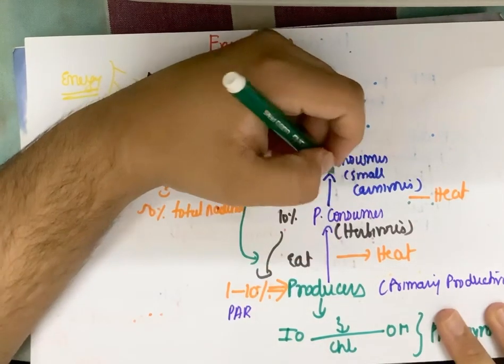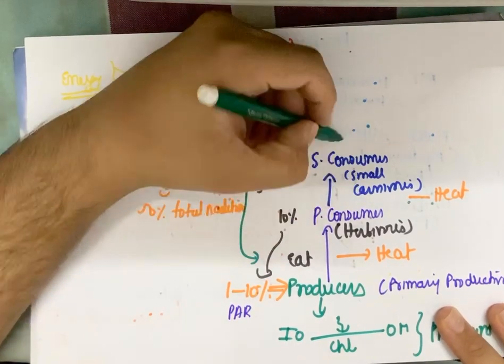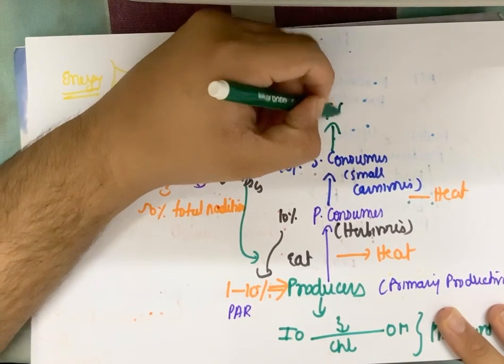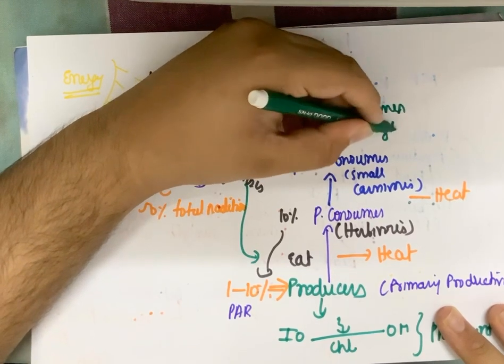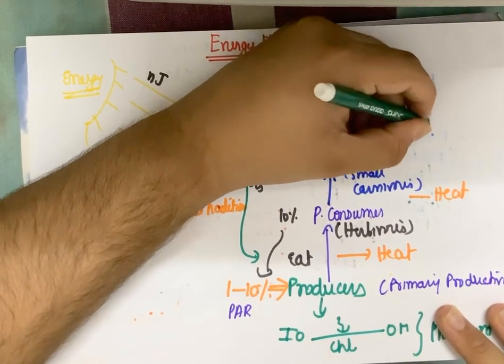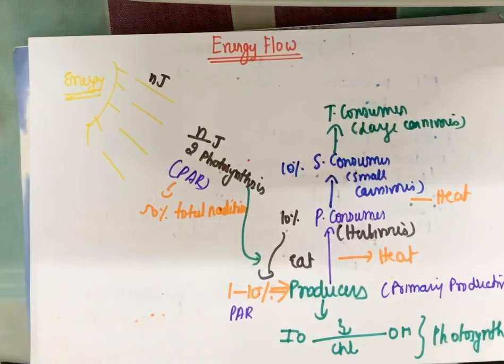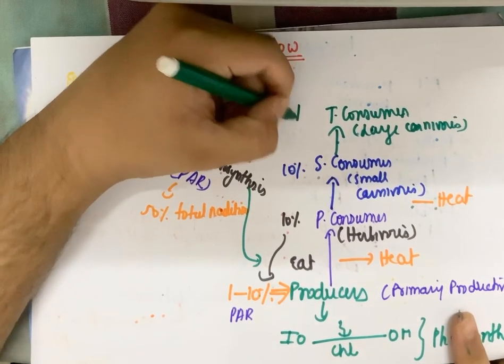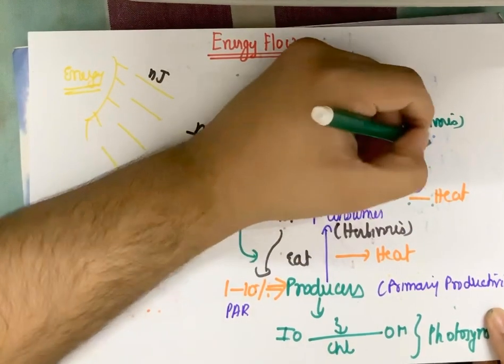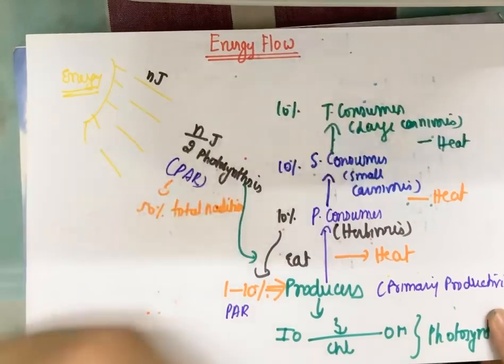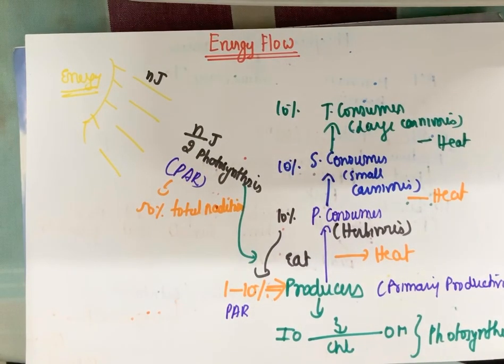Now, after the secondary consumer, which is the small carnivore, comes your tertiary consumer, which is the last trophic level, which is the large carnivore, the kings of the jungle, tigers, lions, etc. How much energy will they get? They will also get 10% of the energy of here. Okay, and again I will write here as well, heat energy is lost to the environment.